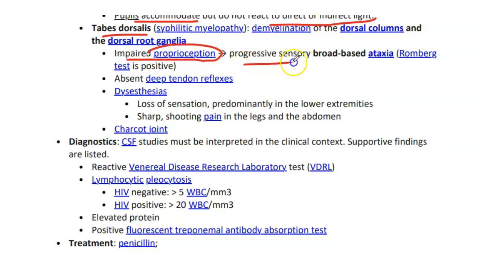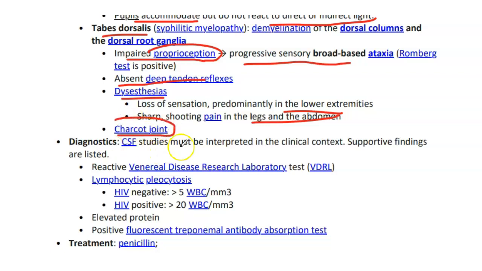So there will be progressive sensory broad-based ataxia, absent deep tendon reflexes due to dorsal root ganglia involvement, and there will be dysesthesia, loss of sensation predominantly in the lower extremities, and sharp shooting pain in the legs and abdomen. There will be Charcot joints as well.